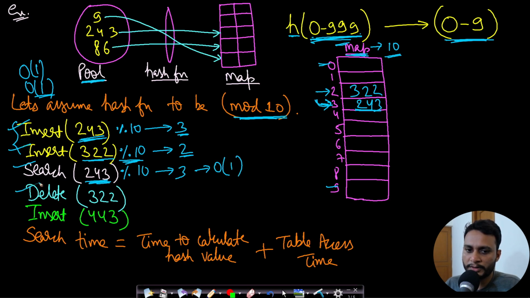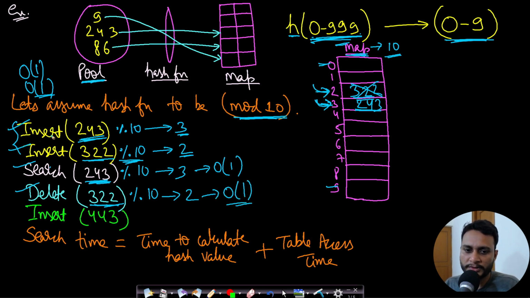Now what happens for deletion? We have seen insertion and search. What happens for deletion now? Let's say you want to delete element 322. Again, this 322 will be given to your hash function, which is mod 10. The key value will be 2 here, right? So we will go to index 2 and we will see that 322 is present here, and so we will just remove it. So deletion in this case is also done in O(1) time.